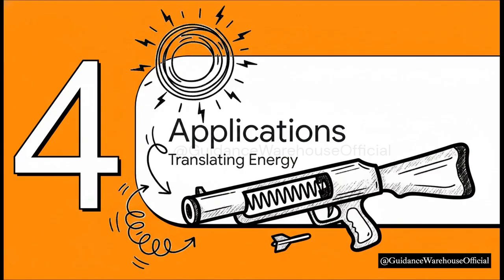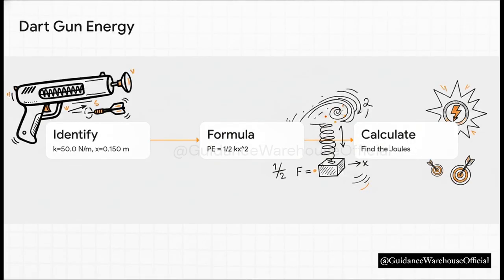Section 4. Real-world applications. Let's look at a totally different example to see how this builds when we examine a toy tranquilizer gun spring. This is going to perfectly show us how stored energy translates directly into moving energy. Imagine a dart gun that has a spring constant of 50 newtons per meter, and to cock the gun, the spring is compressed by 0.150 meters.